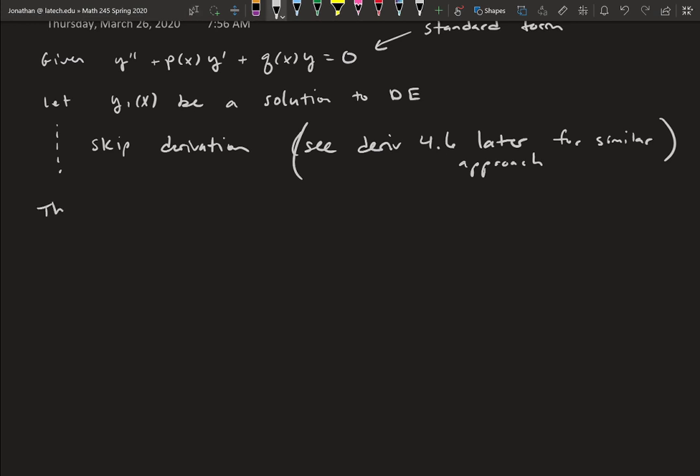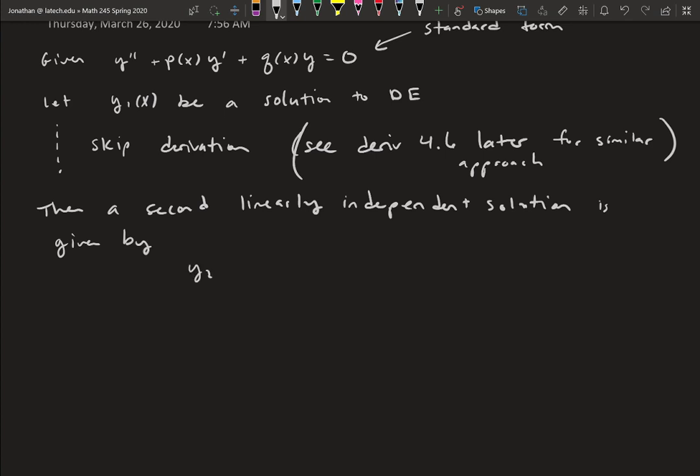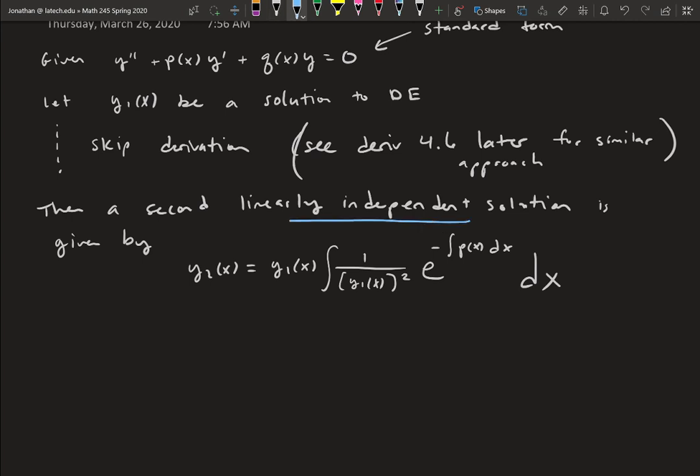Then a second linearly independent solution is given by y2 of x equals y1 of x times the integral of 1 over y1 of x quantity squared, e to the negative integral p of x dx, and then dx. So that's your reduction of order formula.